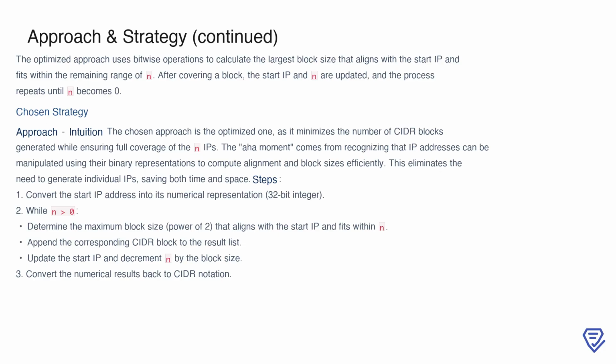The steps are straightforward. First, convert the start IP into its 32-bit integer form to simplify calculations. Then, in a loop, compute the largest aligned block size, append the corresponding CIDR notation to the result, and update the start IP and n accordingly. Finally, convert the numerical results back into CIDR format. This method is both time-efficient and space-efficient, as it minimizes redundant computations and produces a concise list of CIDR blocks.